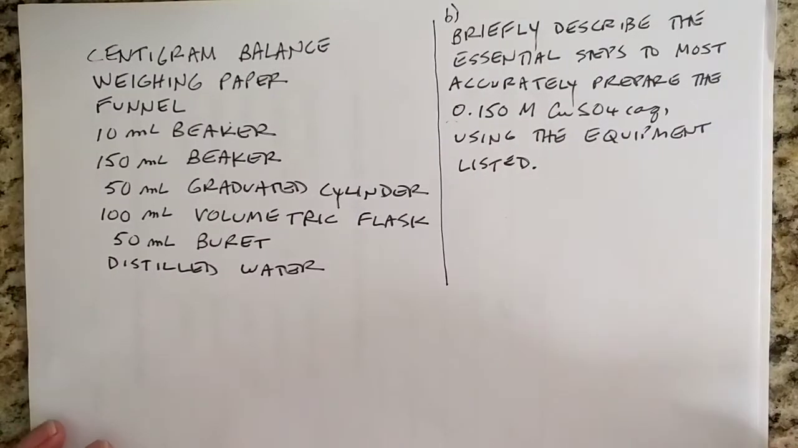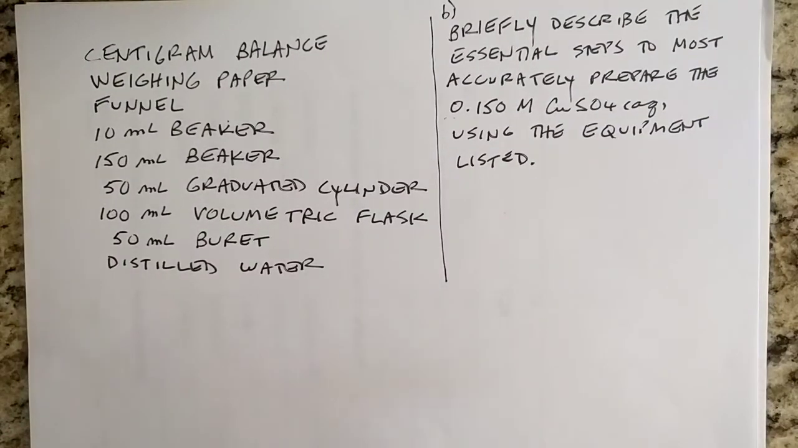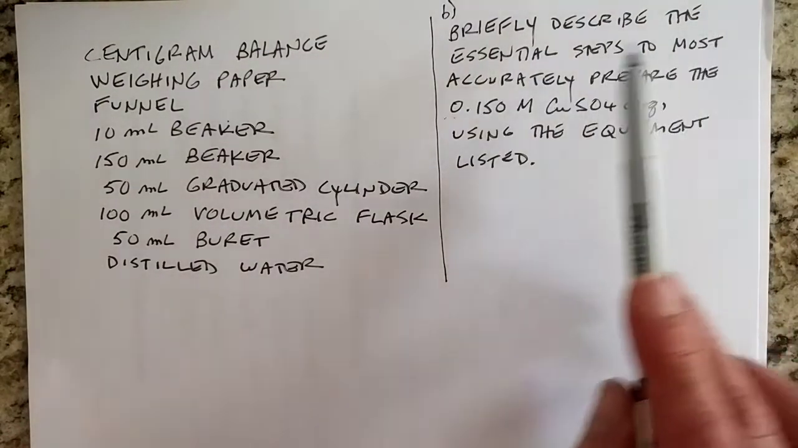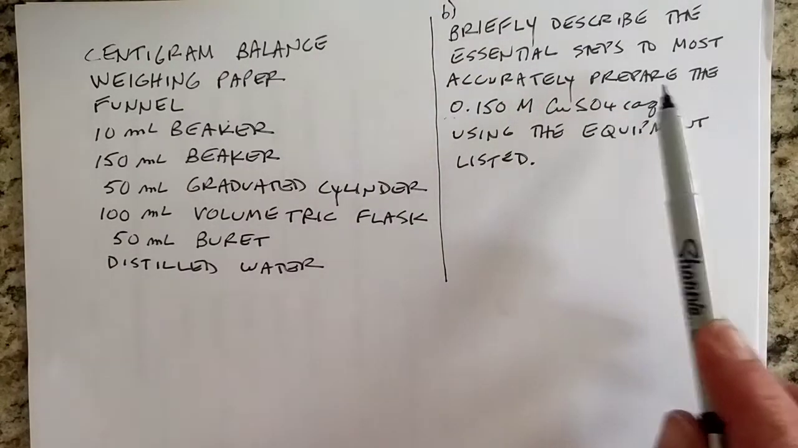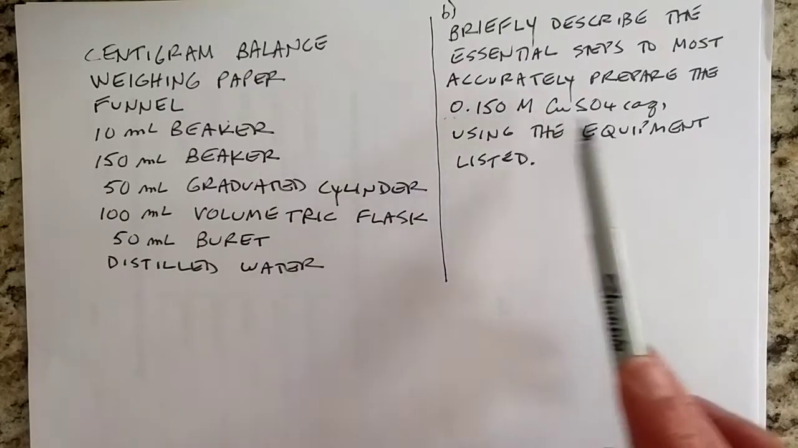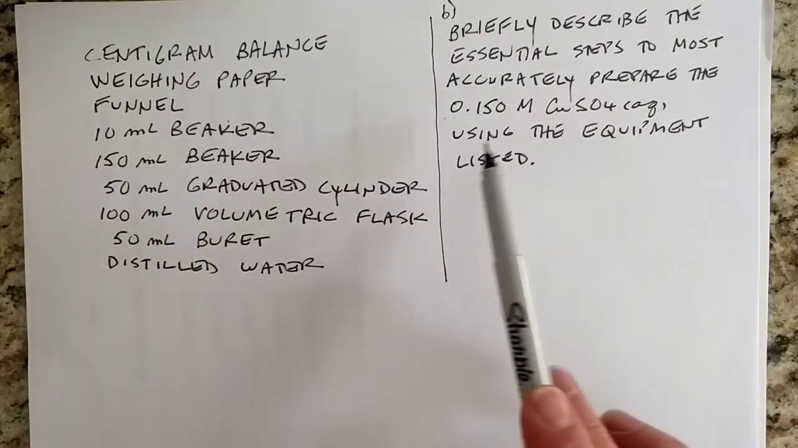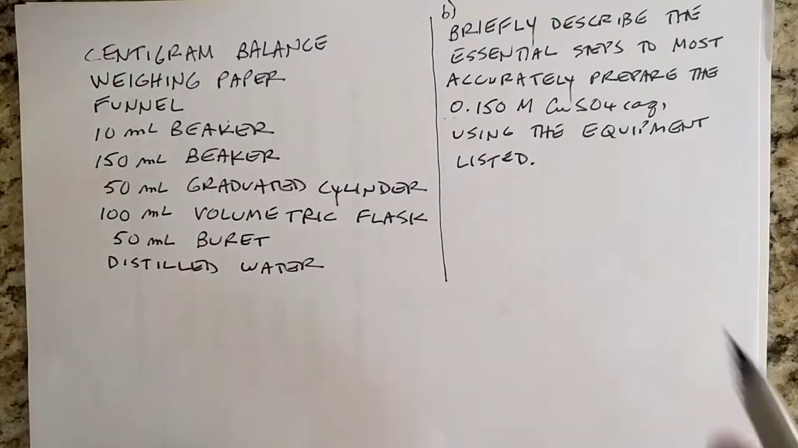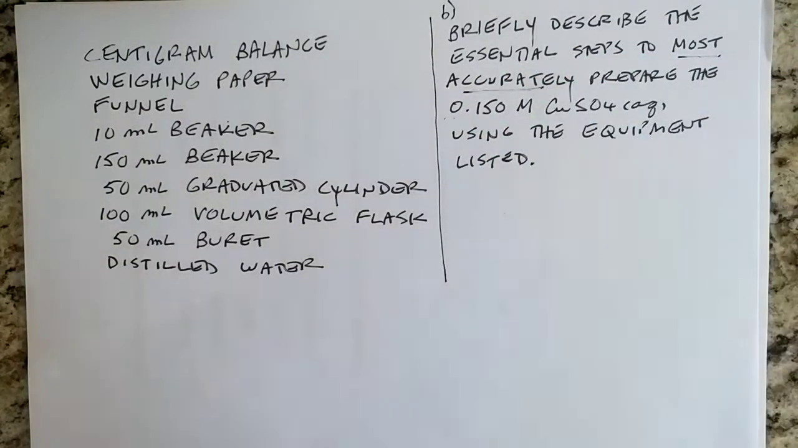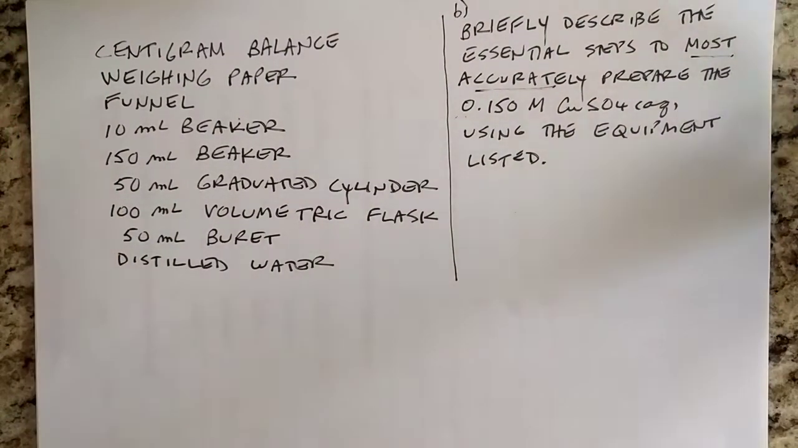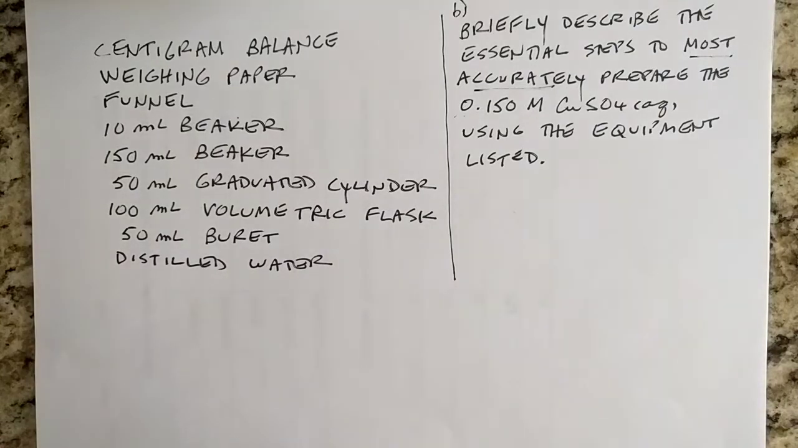All right, then the question gives you a list of laboratory equipment, and it says to briefly describe the essential steps to most accurately prepare the 0.150 molar copper sulfate aqueous solution using the equipment listed. All right, so the clue here is we want the most accurate preparation of the solution that we can have. So physically, how are we going to make that solution?